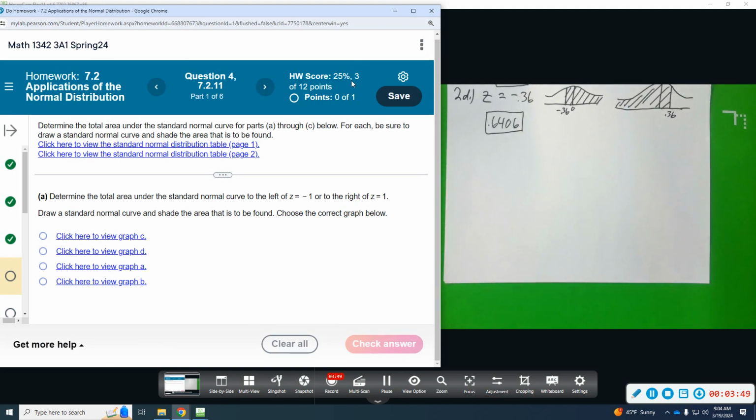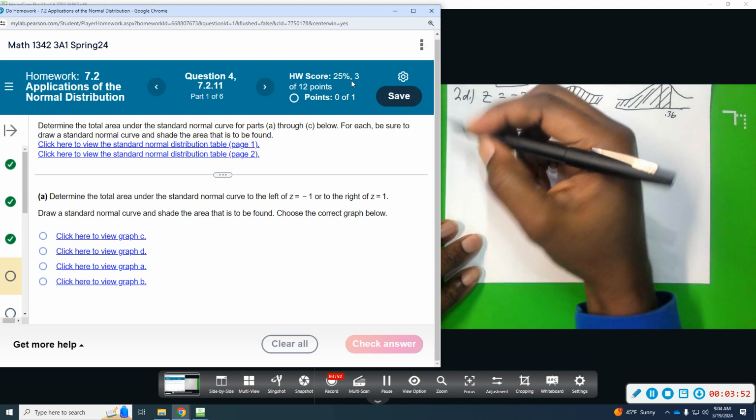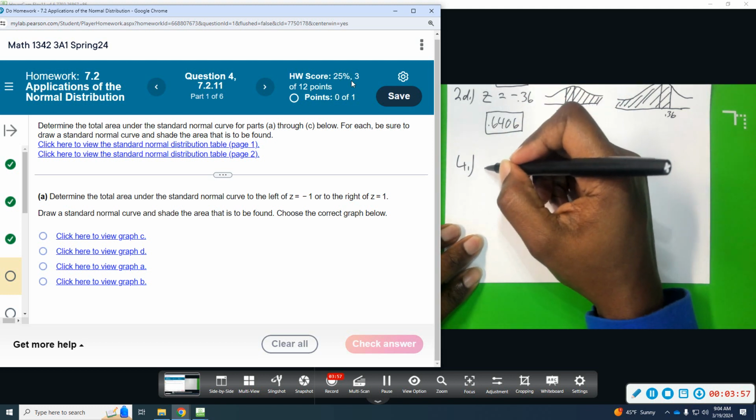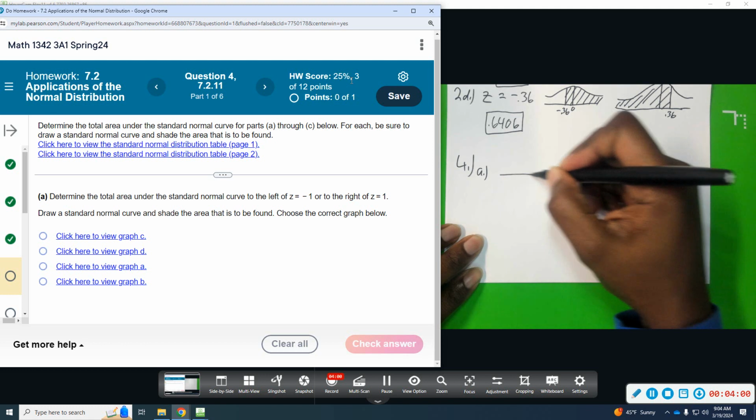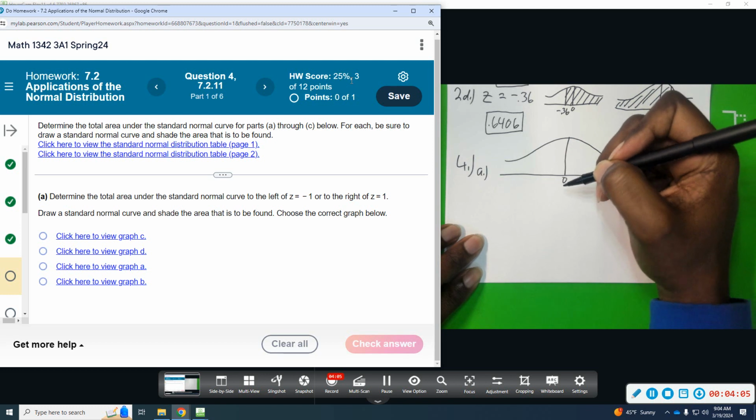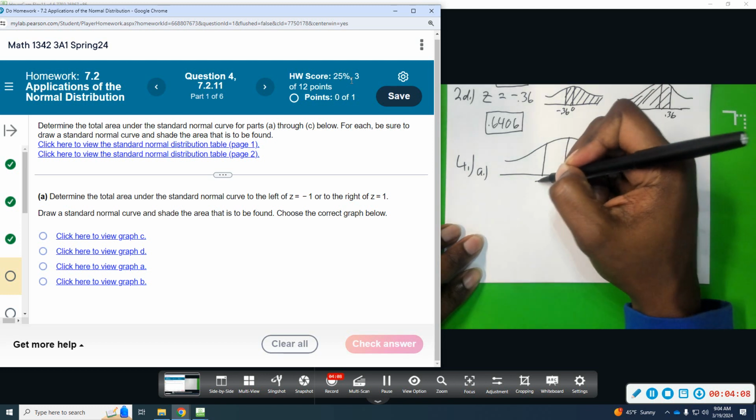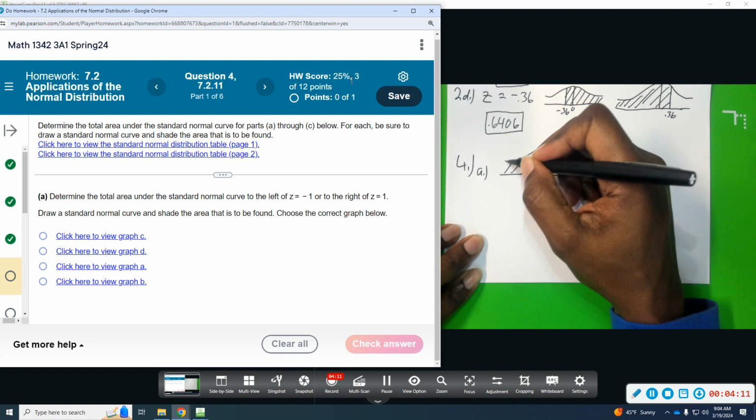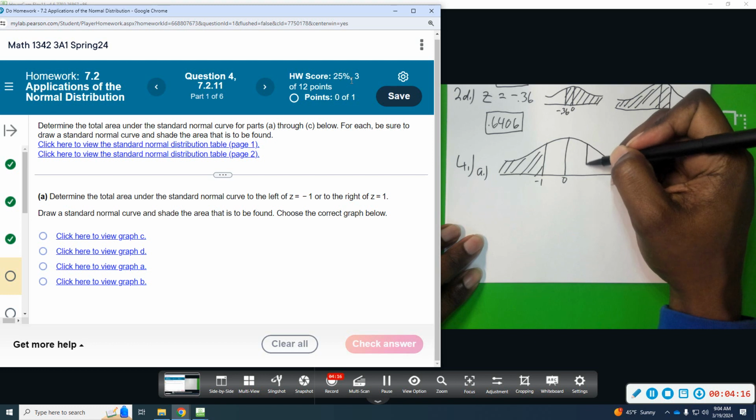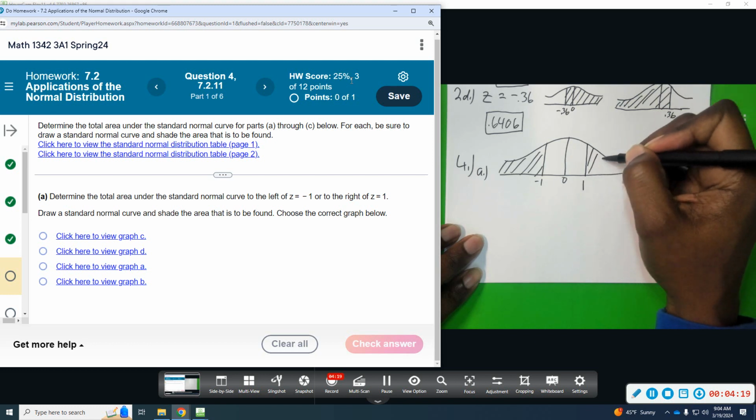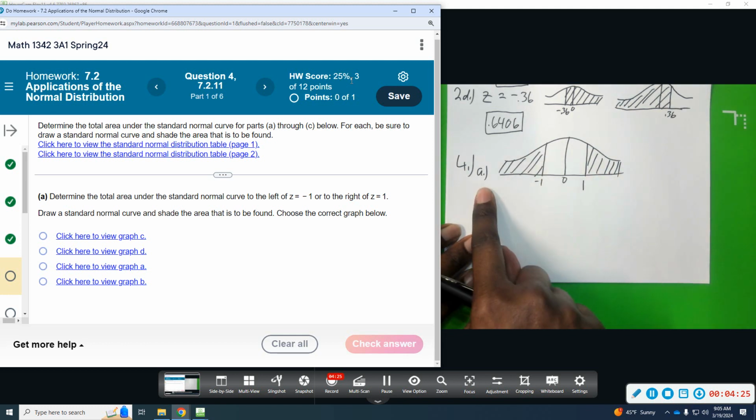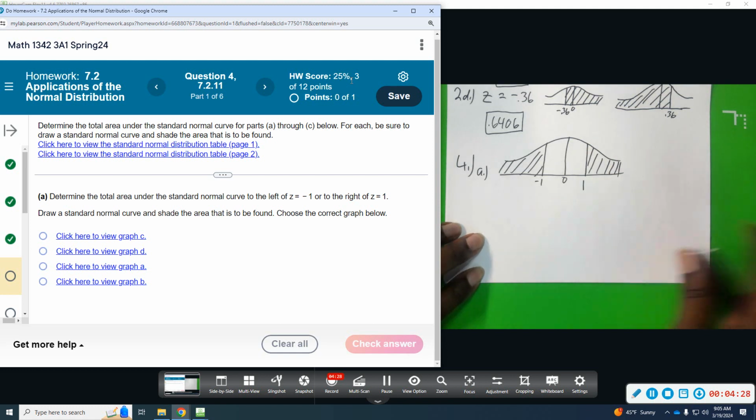So we can use the table. We can use StatCrunch. We're going to use StatCrunch. So I'm looking for part A. Left of negative 1. So I'm looking for this side. This is exactly what I get from the table. Or right of positive 1. I'm looking for these outer pieces. Now these are exactly the same, mirror image. Area to the left of a negative is equal to the right of a positive, and vice versa.